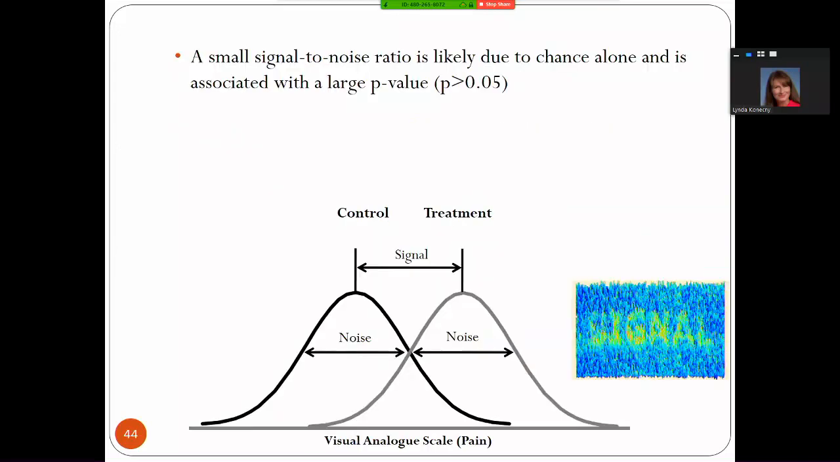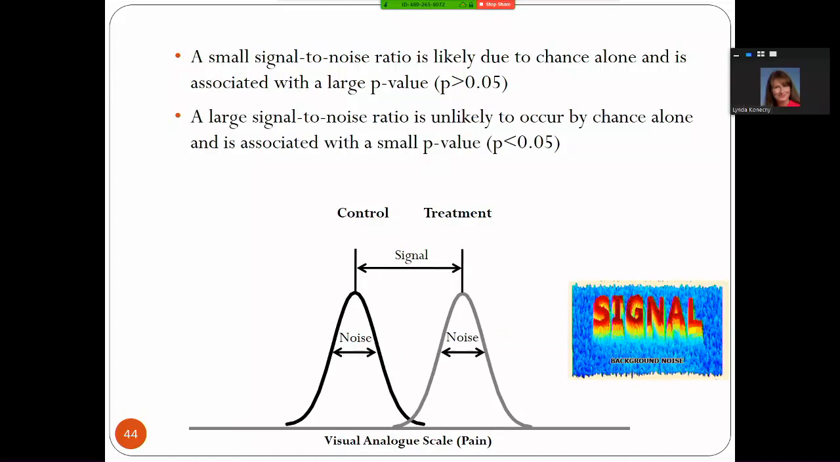So a small signal to noise ratio would look something like this, and it's probably due to chance. We cannot declare that to be a meaningful difference. So we have this sort of situation where you can barely detect the signal against the background noise. Or we might have something like that, where the signal is prominent relative to the background variability. That's the logic of inferential statistics. Signal to noise ratio. Can we detect the signal relative to all the background noise going on? So we want the signal to stand out and the noise to fade.